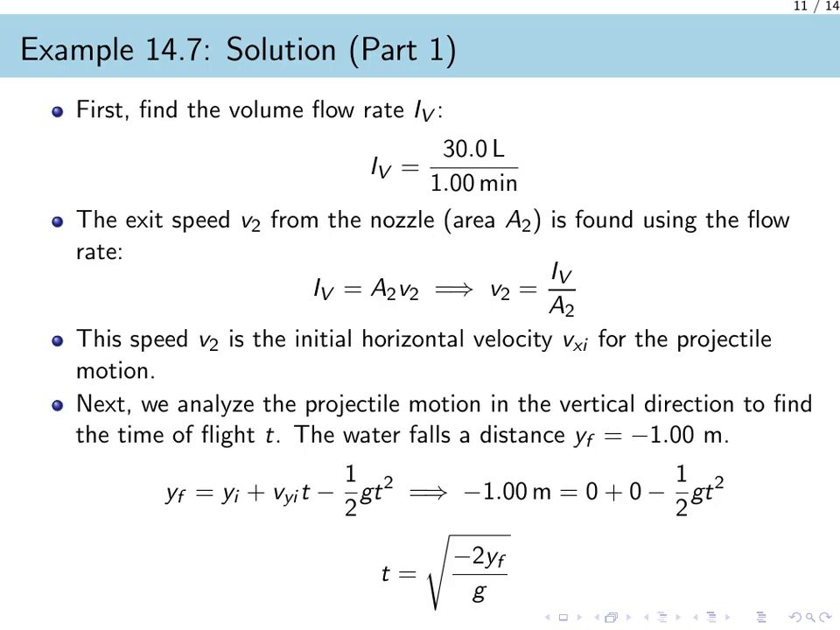This exit speed is the crucial link between the fluid dynamics and the projectile motion part of the problem, because it is the initial horizontal velocity, V sub xi. Finally, we analyze the projectile motion to find the time of flight. Since the water is projected horizontally, its initial vertical velocity is 0. We know it falls a vertical distance of 1.00 meter. Using the kinematic equation for vertical displacement, we can solve for the time that the water is in the air.